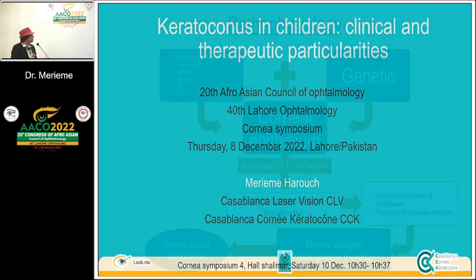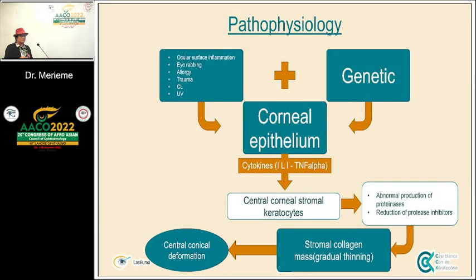I am happy to share with you my experience about keratoconus in children, clinical and therapeutic particularities. We know that the physiopathology of keratoconus is not fully known, but we know it has a genetic basis, and with environmental factors, the corneal epithelium releases cytokines, interleukin-1 and TNF-alpha. Then the keratocytes are stimulated to produce abnormal proteinases, with a reduction of proteinase inhibitors. This weakens the stroma, and we have central corneal deformation.